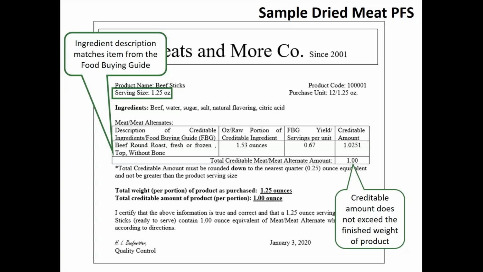Remember, in order for any beef jerky or other dried meats to be creditable, you will need to have either a CN label or more likely a product formulation statement that looks similar to this one on the screen in order for it to be creditable for the CACFP.